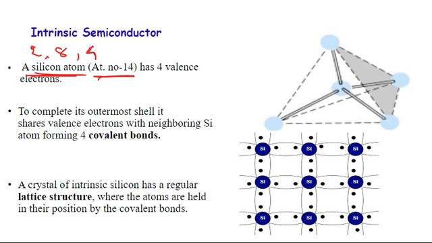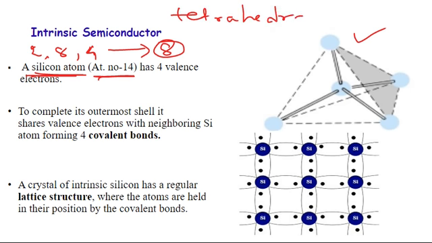But in order for the atom to become stable, how many does it require? 8. So let's see how it gains its 8 electrons with the help of a structure. This structure which you can see is known as the tetrahedral structure of a silicon crystal, or it is also called a diamond structure. These blue circles are nothing but silicon atoms.